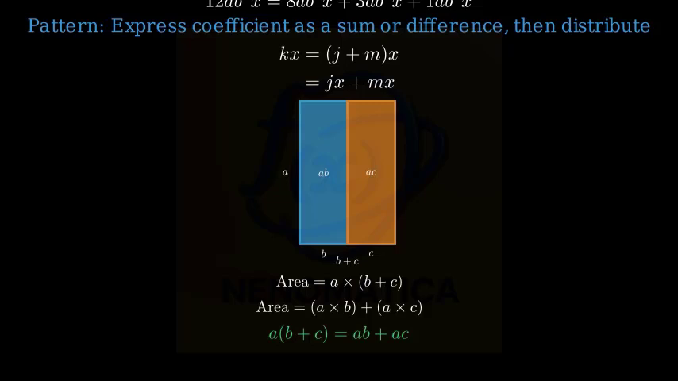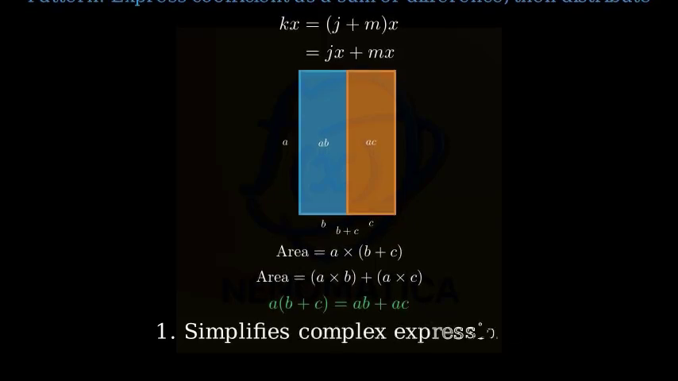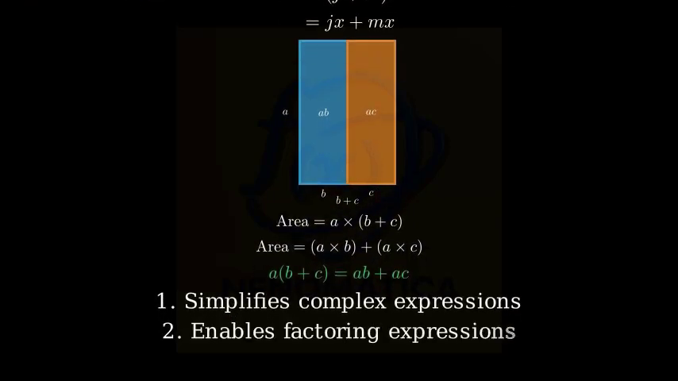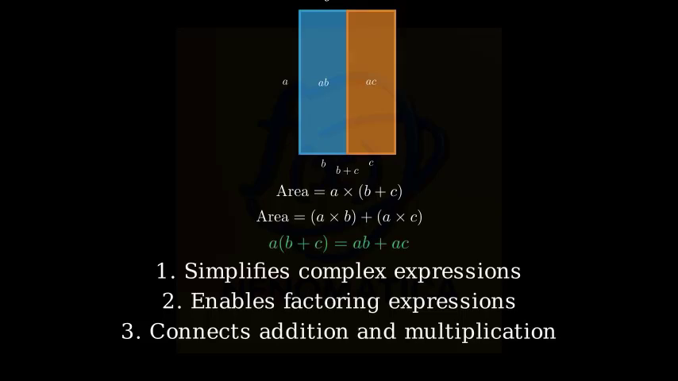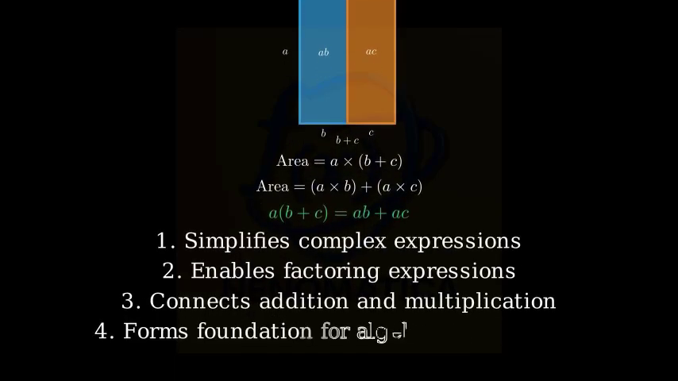The distributive property is essential in algebra for several reasons. First, it allows us to simplify complex expressions. Second, it helps us factor expressions, which is the reverse process of distribution. Third, it connects the operations of addition and multiplication. And finally, it forms the foundation for many algebraic techniques like equation solving.